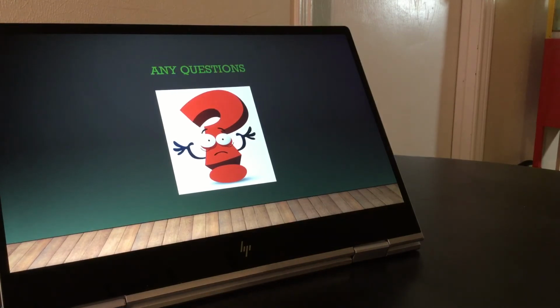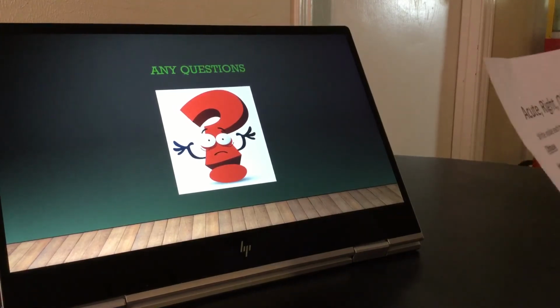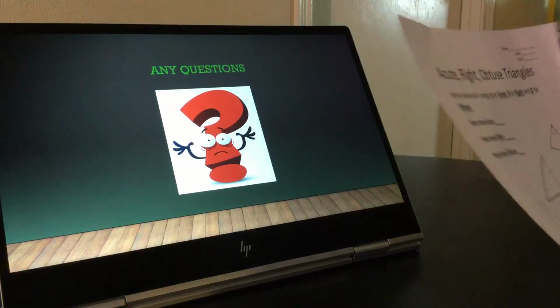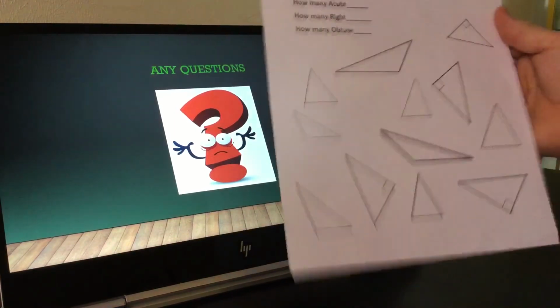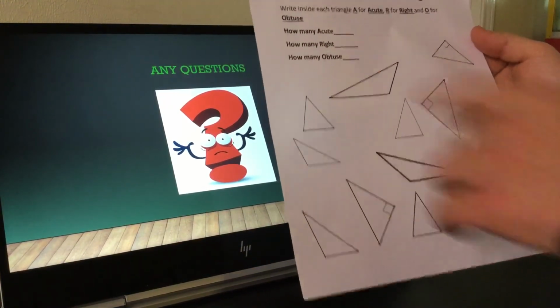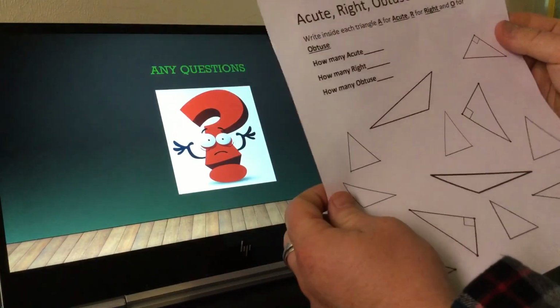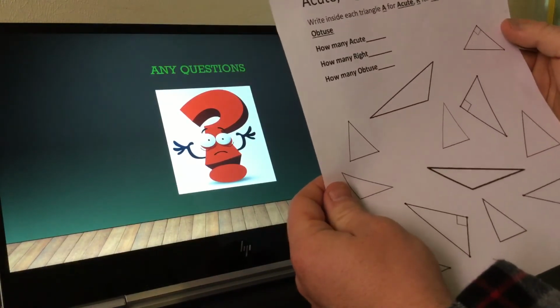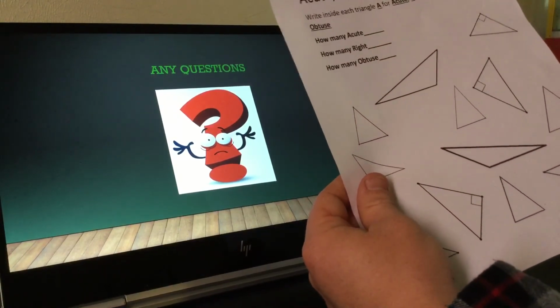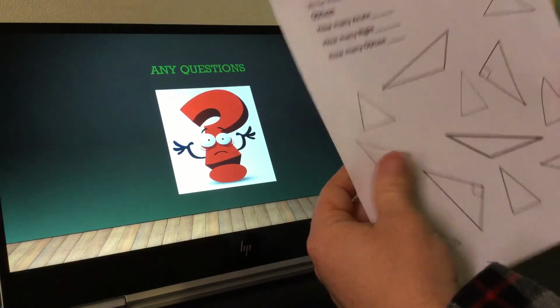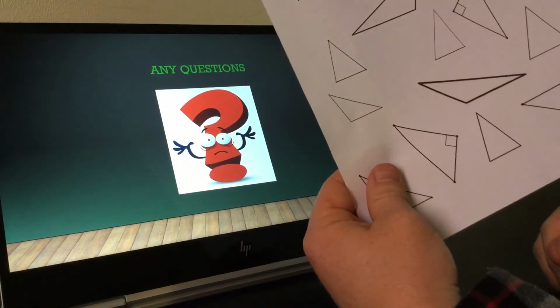Okay. So now what we are going to do is we're not going to go into groups. We're going to do a quick little worksheet over the acute, right, and obtuse angles. And what we're going to do is we'll read the instructions: write inside each triangle A for acute, R for right, and O for obtuse. And then we're going to list how many acute, how many right, and how many obtuse ones we have. And then we will submit this for a grade.